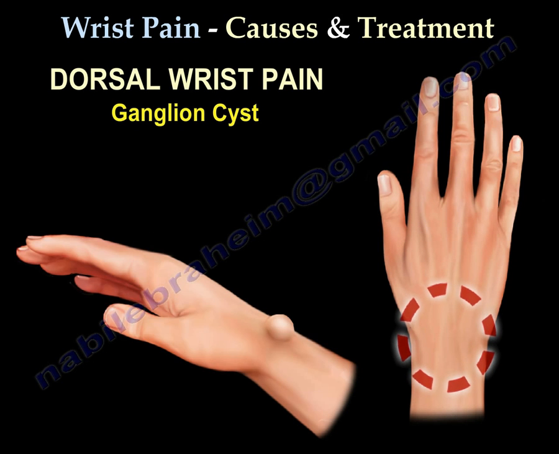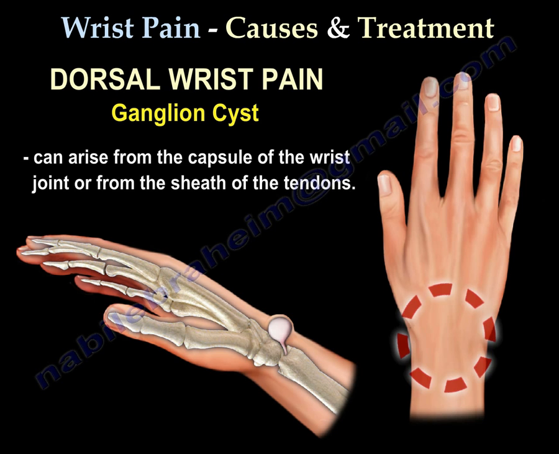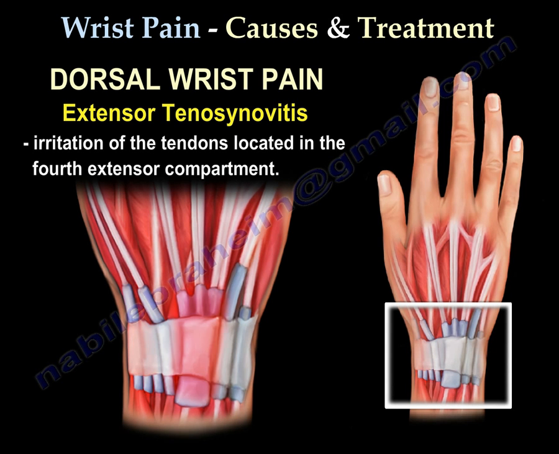Ganglion cysts most commonly occur on the back of the hand at the wrist joint. Usually, a small ganglion is painful. The ganglion may arise from the wrist joint itself or from the sheath of the tendon. Extensor tenosynovitis is irritation of the extensor tendons located at the dorsum of the hand and wrist.